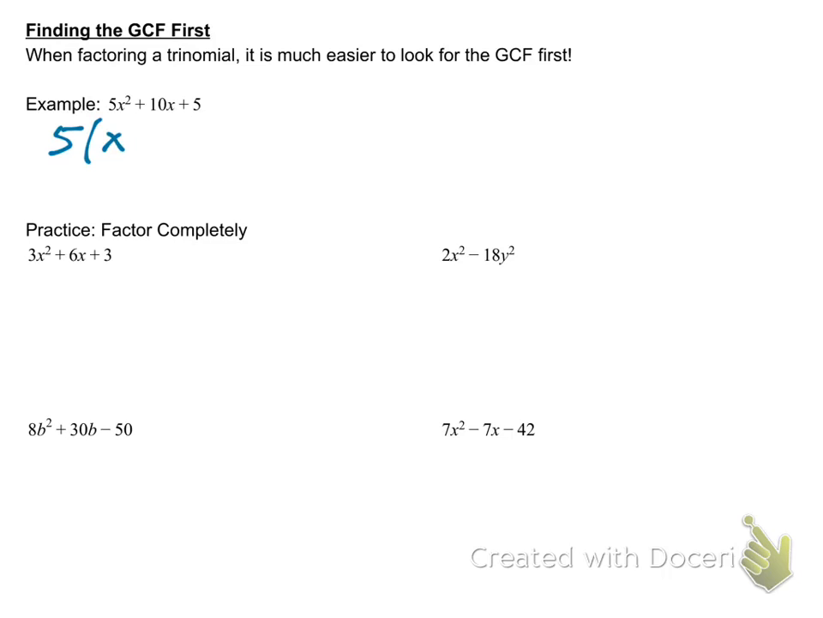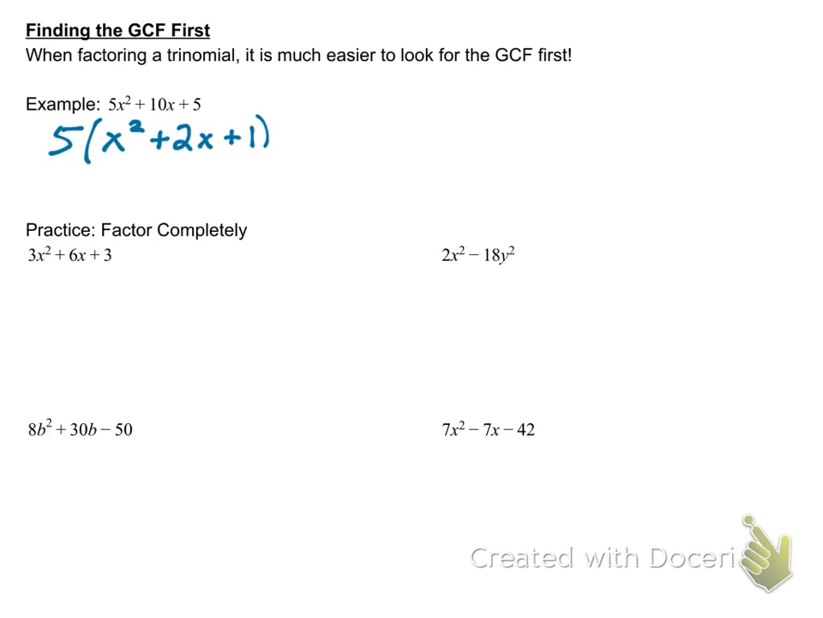All right, let's move on and talk about finding the greatest common factor first. Whenever you're factoring a trinomial, sometimes it's easiest to look for the greatest common factor first. For example, right here, at first glance, it looks like a is not 1, and it looks like a very difficult factoring problem. And we'd have to start playing with factors, but if you notice, all 3 of the coefficients, we can factor out a 5. So that's what I'm going to do.